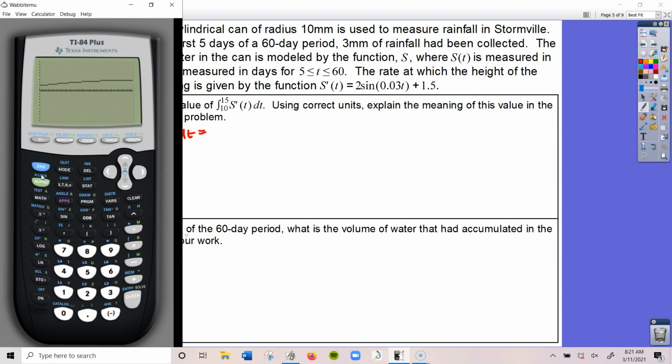So now we're going to integrate. So we go to second calc, option 7. Our lower limit is 10. Our upper limit, oh, oops, I pressed something. Sorry, second calc, 7. Lower limit is 10. Upper limit is 15. And we get this value of 11.1592.